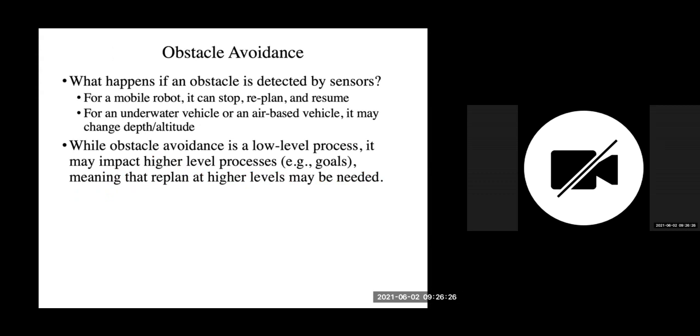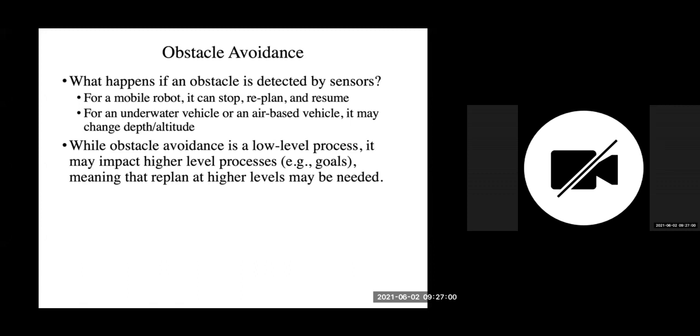Obstacle avoidance. What would happen if an obstacle is detected by sensors? For a mobile robot, like a ground robot, for example, it can stop, replan, and resume. For example, it can stop over there, replan, not select the previous path, and then start the process again. For underwater vehicles and air-based vehicles, it may change the depth or altitude because it has a three-dimensional operational space rather than the two-dimensional space of the mobile robot.